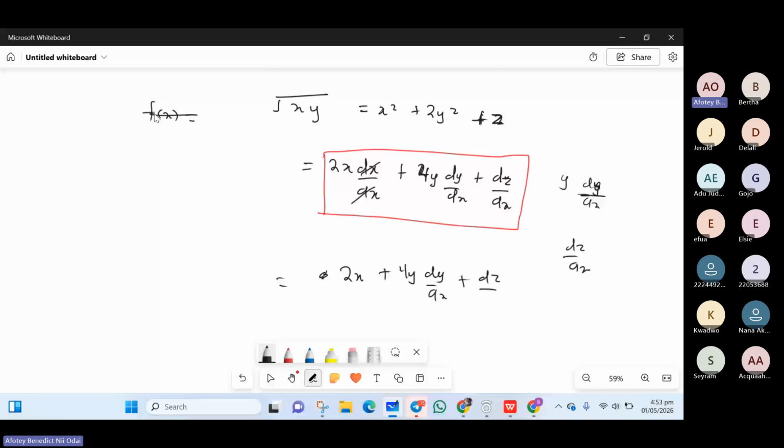Let's go over this again. This is the question that we have. With implicit differentiation, what I mean by with respect to x is that you are differentiating by x. Do you get it? So the derivative of x squared is dx/dx. The derivative of y is dy/dx. The derivative of z is dz/dx.